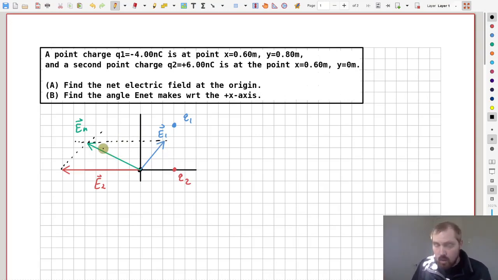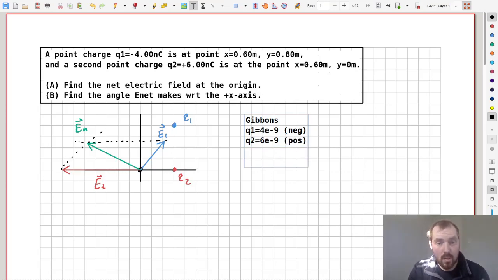Before we go on, one thing I like to do is write down a list of my givens. So, what are the values given to us for this problem? Well, we have Q1 equals 4e to the minus 9th, 4 nanocoulombs. And I'd like to point out that this is a negative charge. Q2 is going to be, for us, 6e to the minus 9th coulombs. Call that positive.